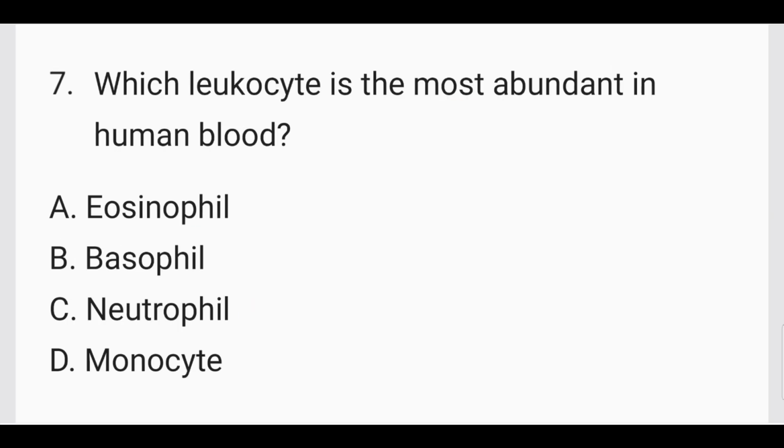Question number 7: which leukocyte? बच्चों, यहाँ पे leuko means white and cyte मतलब सेल, मतलब हम WBC की बात कर रहे हैं. So which leukocyte is the most abundant in human blood? A, eosinophil, B, basophil, C, neutrophil, D, monocytes. The answer will be neutrophil. Neutrophils are the most abundant of all the WBCs, making up 60 to 65% of total WBC, and they are the first line of defense.